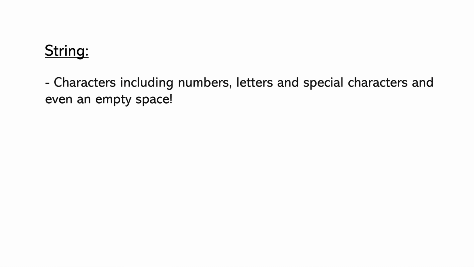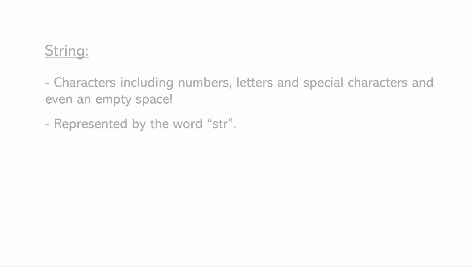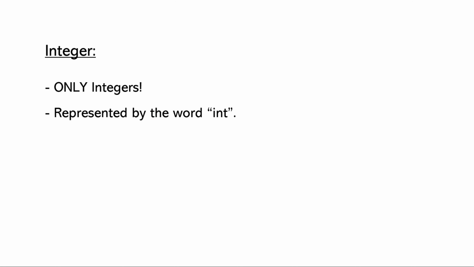Firstly, strings can be any characters that you see on your keyboard. That includes numbers, letters, special characters, and even the spacebar, an empty space, can be a string. In Python, the string data type is represented by the word str. Next, integers, just as the name suggests, are all kinds of integers. In other words, this data type does not include any other key except the 1 to 0 on your keyboard. In Python, this data type is represented by the word int.